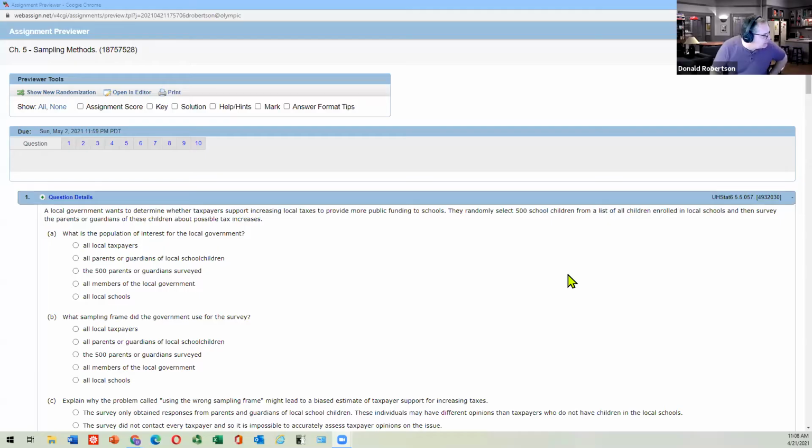Know what you're going to see here. Can you see assignment chapter 5 sampling methods? Can you see that yet? Okay, that's good. I just want to make sure I've got all my windows up and running.